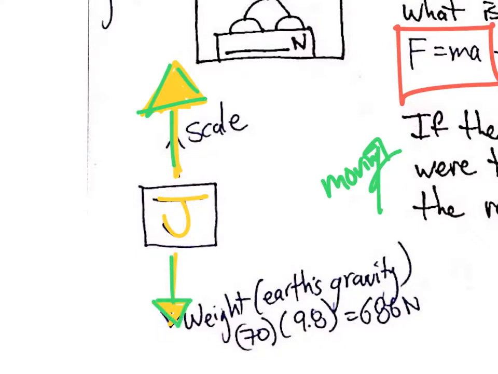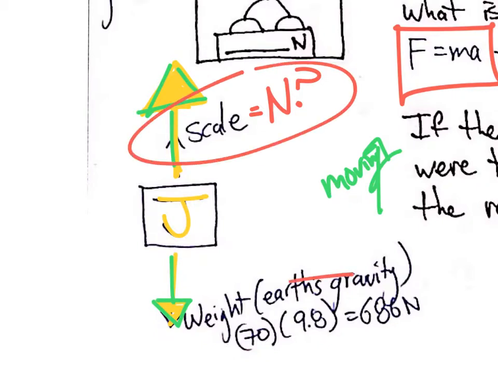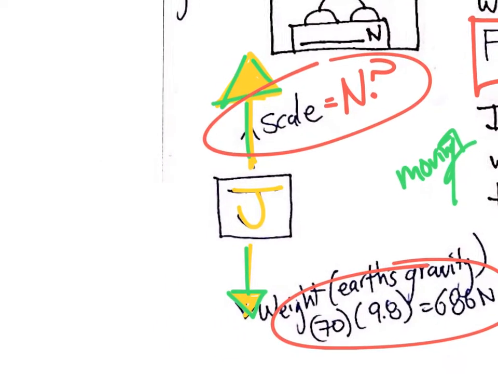Okay. So our free body diagram, here's Joey. The scale pushes upward on him, Earth pulls downward on him, and we know this is called the weight, and we have already calculated that it is 686 newtons. So we're interested in what's the reading on the scale. And I'm going to say, how many newtons? So, question: newtons.